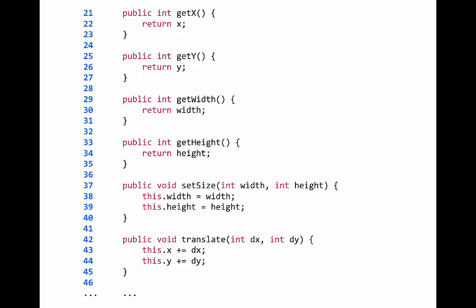Notice that the last two methods do not return anything. They have a void return type. This is often true of mutator methods, but not always. You can have a mutator method that also returns a value, but you should have a good reason for doing that.